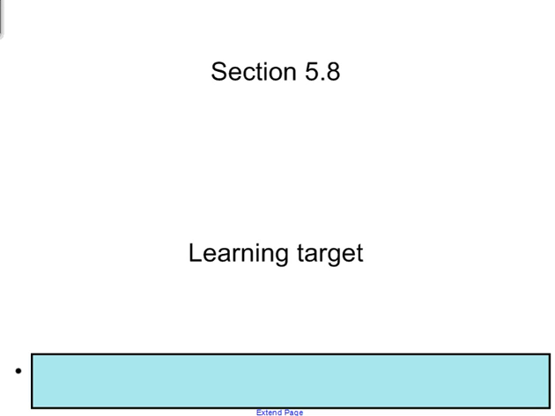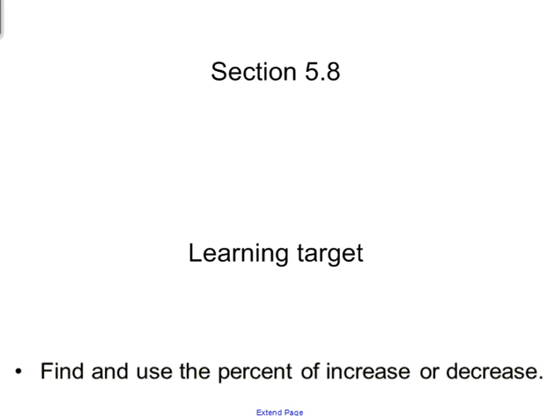Today we're going to start our review video for Chapter 5, Section 8. So that's Section 5.8. And as always, whenever we start a new section, we start with the learning target. The learning target for today is to find and use the percent of increase or decrease.